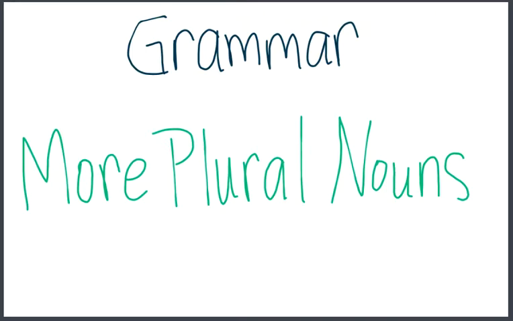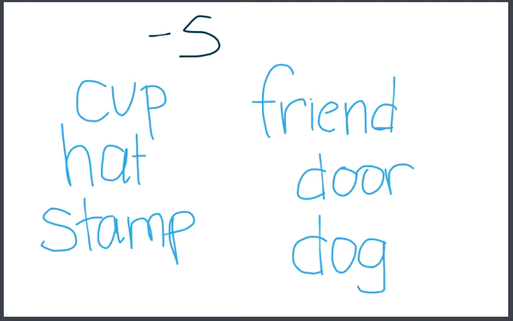This week in grammar, we're going to be talking about more plural nouns. If you remember last week, we did talk about nouns and how to make them plural. For example, all we did was just add an S to the end of the nouns. Remember, a noun is a person, place, thing, or animal.